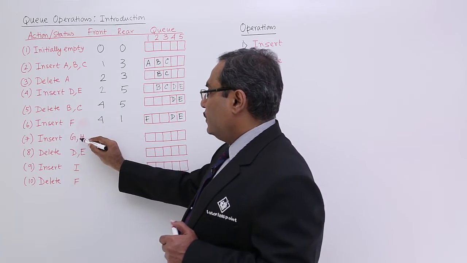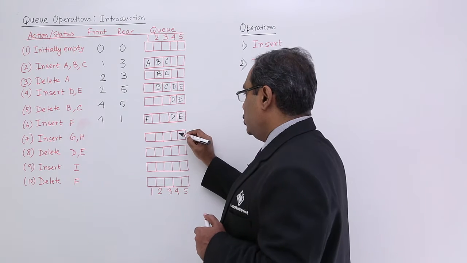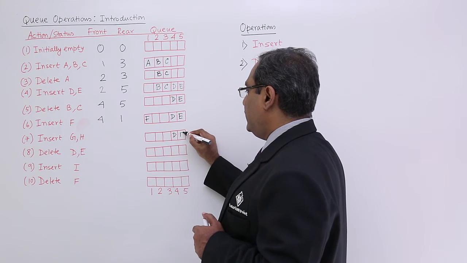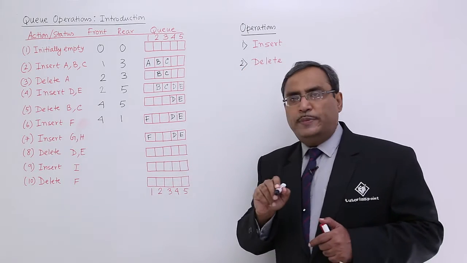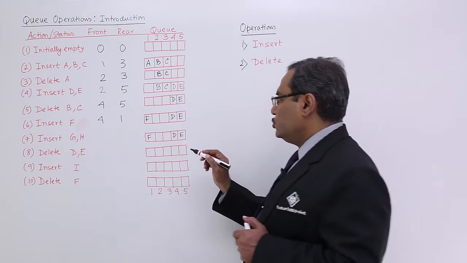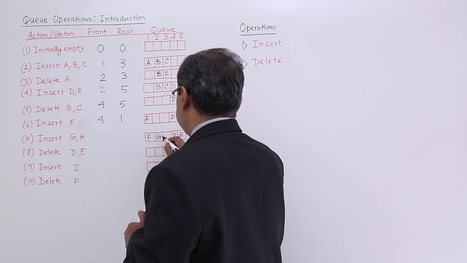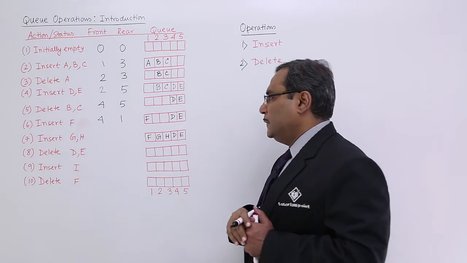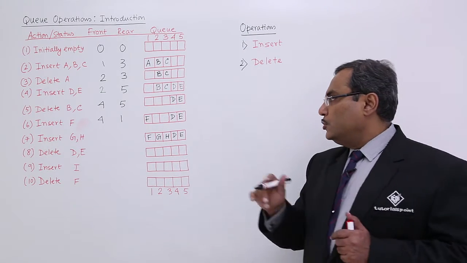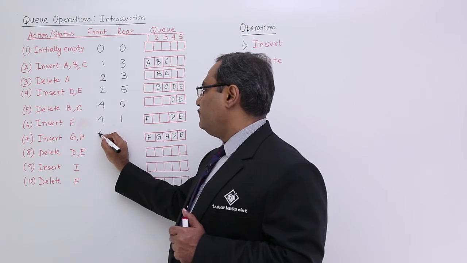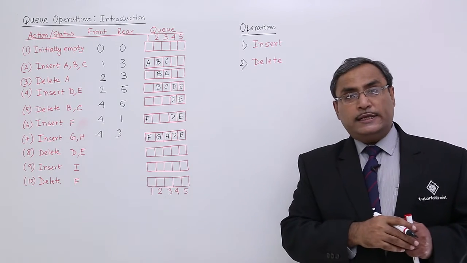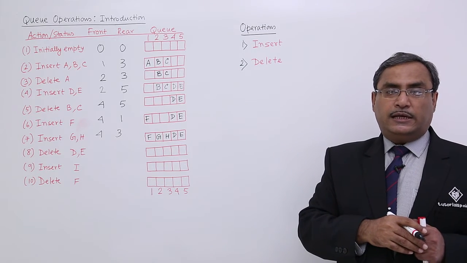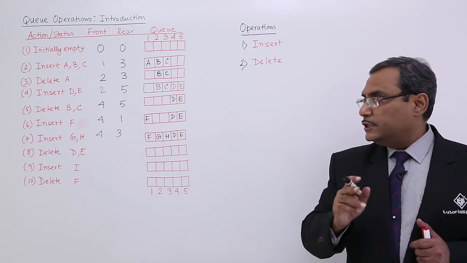Now it is asking for insertion of G and H. So front is D, then E, then the rear end is F. G and H will be inserted at the rear end, so they will come here. So front will still remain 4 and rear will be 3. When front is greater than rear, that means the queue is having data in the circular logic.